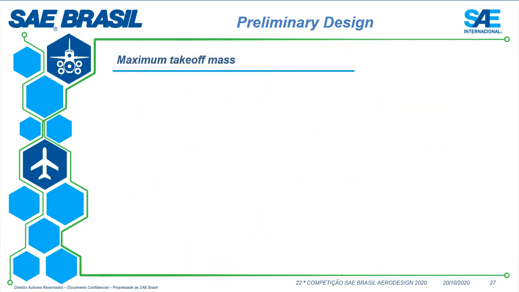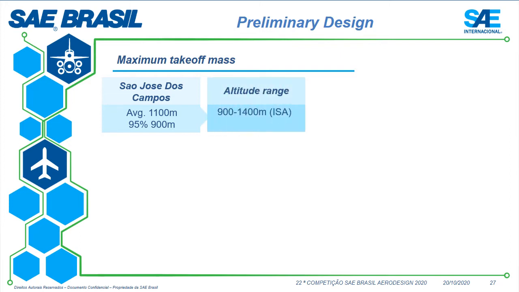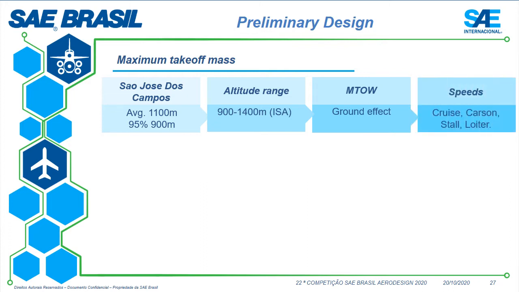Data on the flight conditions in São José dos Campos showed that the average altitude is above 1,100 meters, and 95% of the time is greater than 900 meters. Therefore, altitudes between 900 and 1,400 meters were selected for the studies, using the International Standard Atmosphere Model. The maximum takeoff masses were computed for the altitude range by numerical integration of the equations of motion considering the ground effect. The performance speeds were calculated.